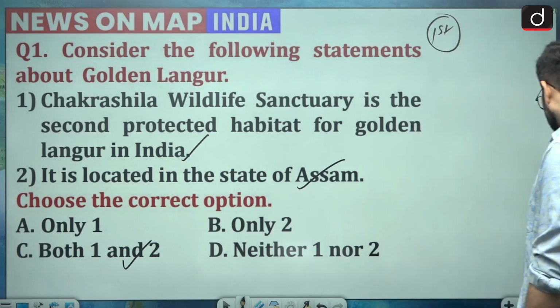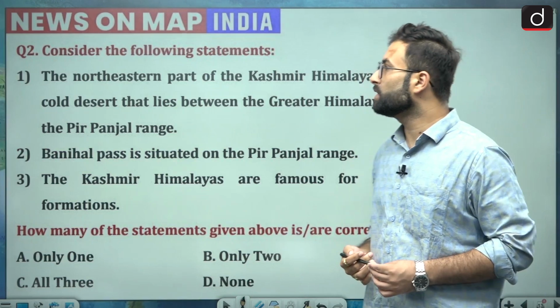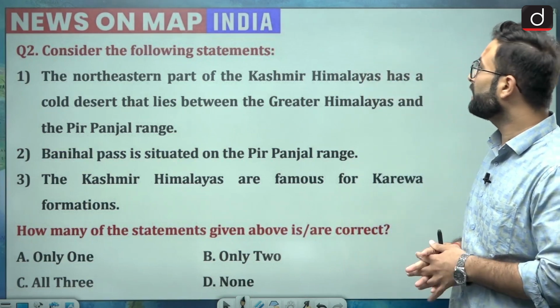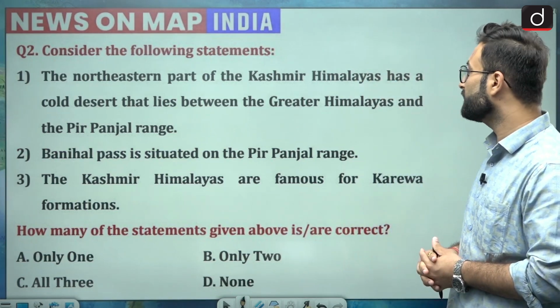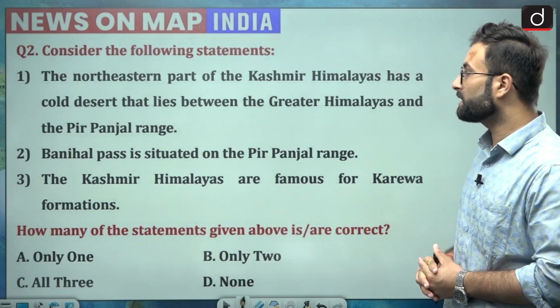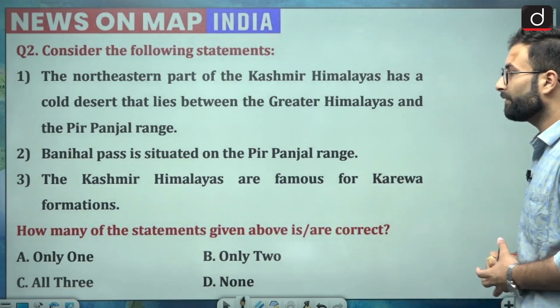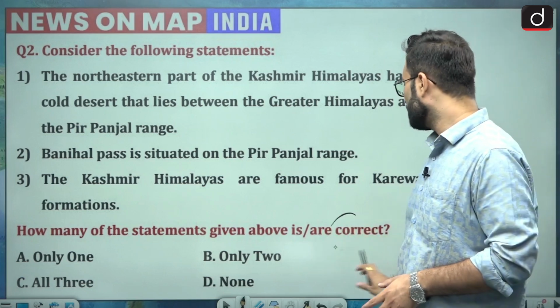Moving further, question number 2. Consider the following statements. The northeastern part of the Kashmir Himalayas has cold desert that lies between the Greater Himalayas and the Pir Panjal range. Second statement is Banihal Pass is situated on the Pir Panjal range. Third is Kashmir Himalayas are famous for Karewa formations. You have to choose the correct statements.